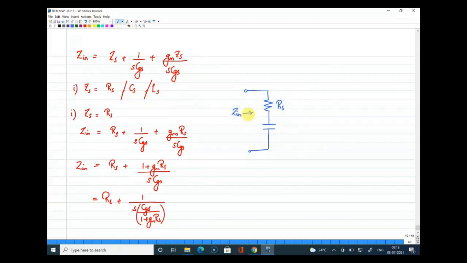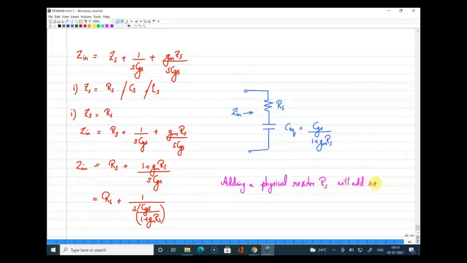There is a resistance and a capacitor in series. What is the value of the capacitance? The capacitance value is CGS divided by 1 plus GM into RS. But unfortunately, we know that when you add a resistance, that is going to add noise to the system. So adding a physical resistor RS will add noise to the system.